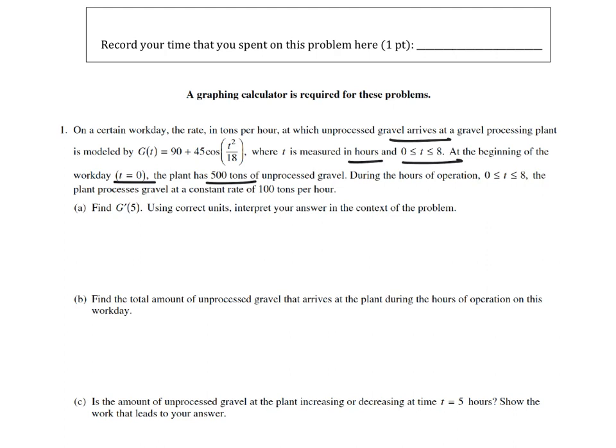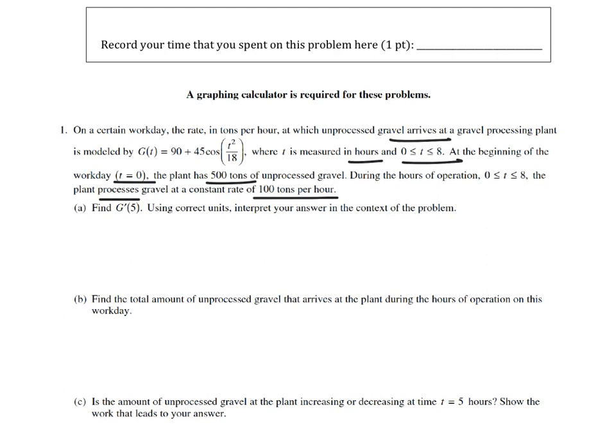And we know that it can process 100 tons per hour, all right? So that's going to be a linear function there, 100t. So that's how much can be processed. So all right, let's start with G prime of 5.